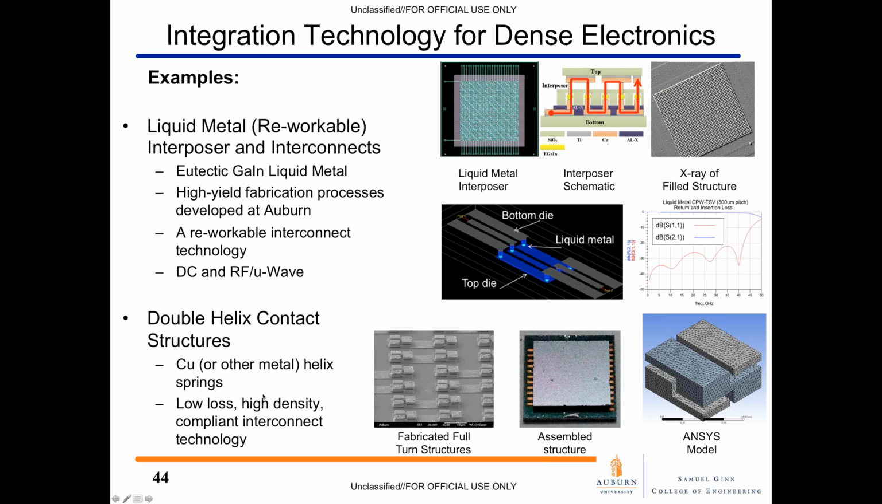In terms of a compliant interconnect structure, we're looking at some double helix contact structures. So these traces down here in the middle image are helix structures of copper that are plated up sequentially. And we can use that as a compliant interconnect structure for things that may have differing CTEs or be seeing large temperature swings.